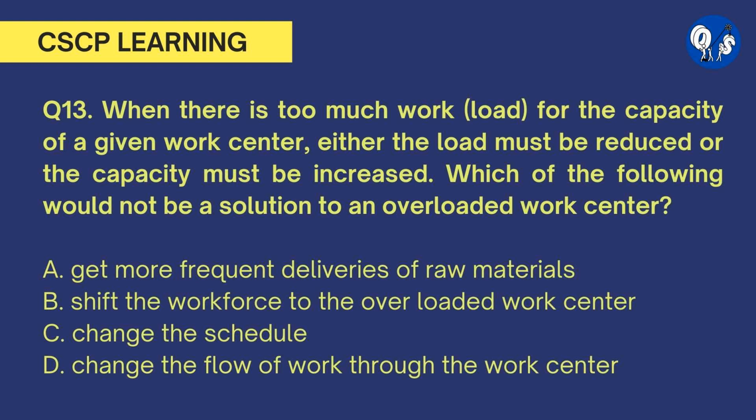Question number 13. When there is too much workload for the capacity of a given work center, either the load must be reduced or the capacity must be increased. Which of the following would not be a solution to an overloaded work center? A. Get more frequent deliveries of raw materials. B. Shift the workforce to the overloaded work center. C. Change the schedule. D. Change the flow of work through the work center. The correct answer is A. Having more raw materials delivered more frequently would not alleviate the work center overload.